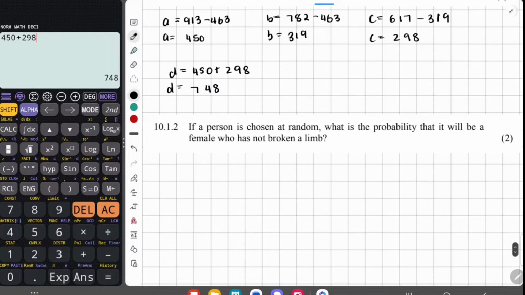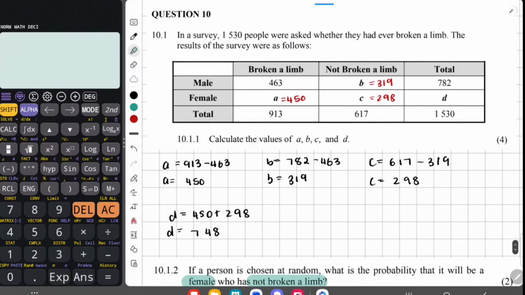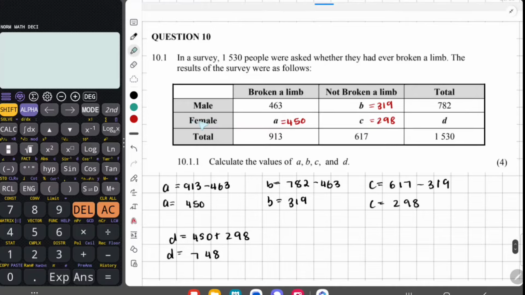Then moving on to the next question. So the next question, 10.1.2 says, if a person is chosen at random, what is the probability that it will be a female who has not broken a limb? So the person is chosen from the entire group of people at random, and she has to be a female who has not broken a limb. Okay, so let's go to the females who have not broken a limb.